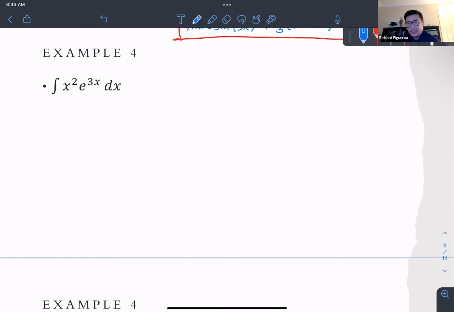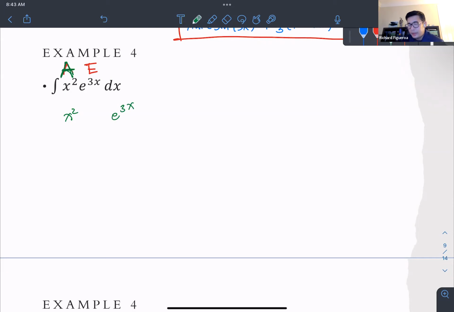X squared e raised to 3x. Yung kanina, di ba? So this is algebraic, this is exponential. Pero pinakamadali, what approach should we use? The tabular. Okay, so tabular kasi algebraic yung u natin. So ang u natin will be x squared. Ang dv natin is e raised to 3x.